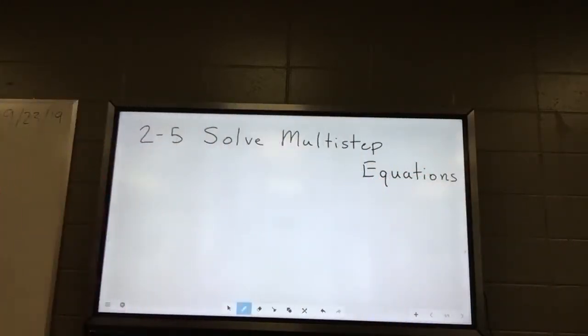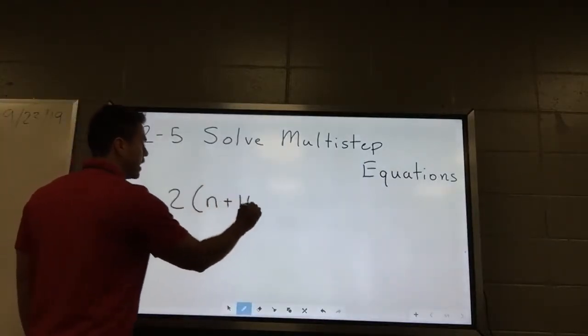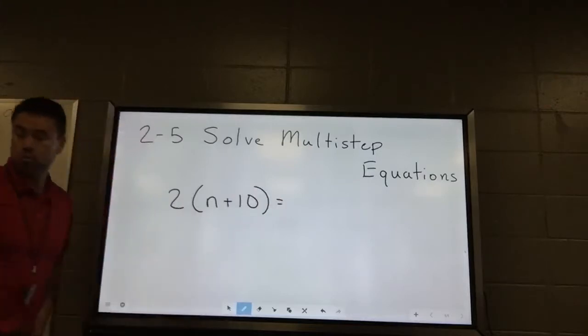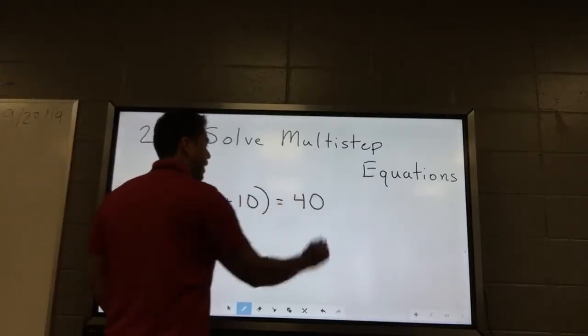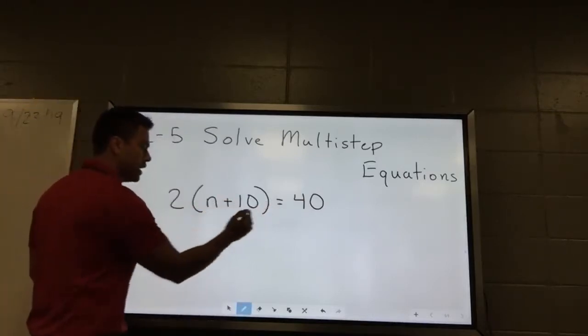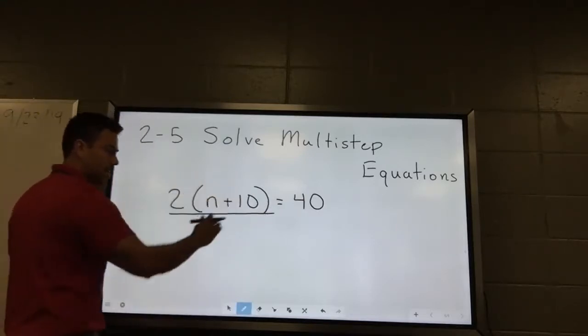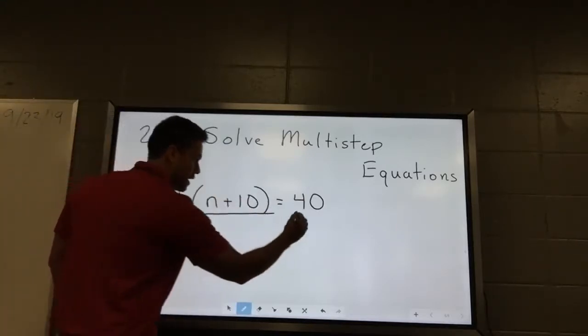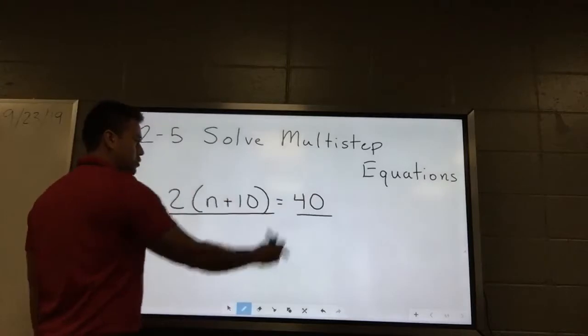So please write down this equation. 2 times the quantity n plus 10 equals 40. Okay, so this is an equation, has an equal sign, and what we're saying is that this side right here, this left quantity expression, is equal to that expression over there, 40. So whatever this is, it's worth 40 because that side is worth 40.